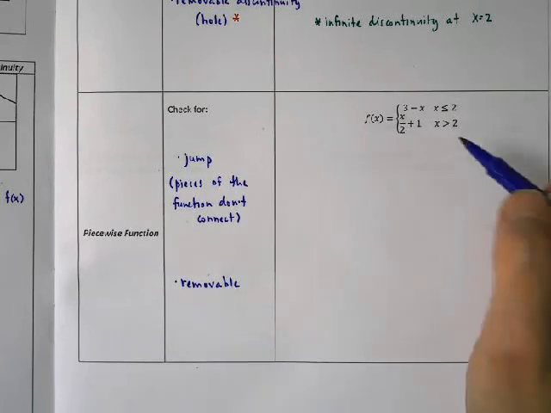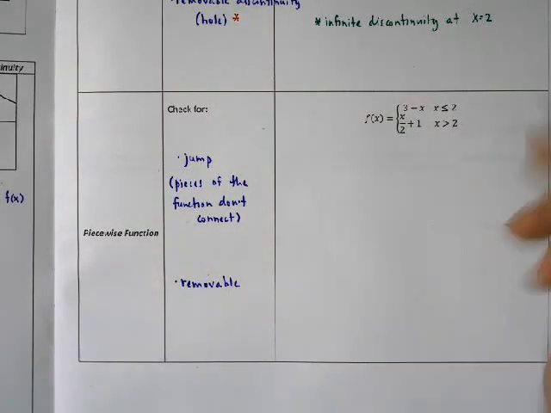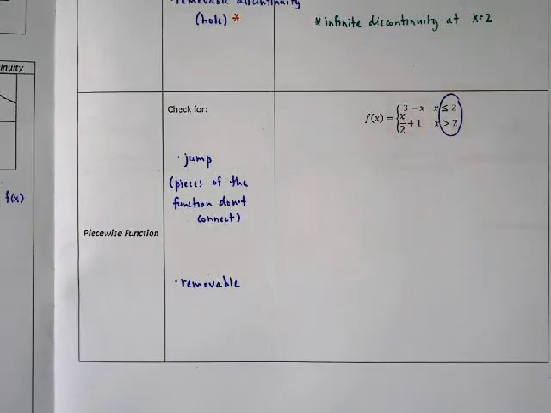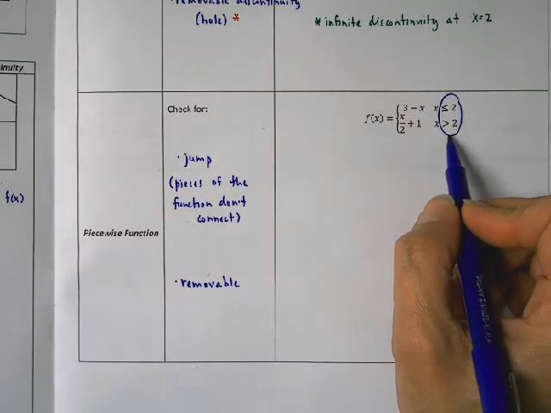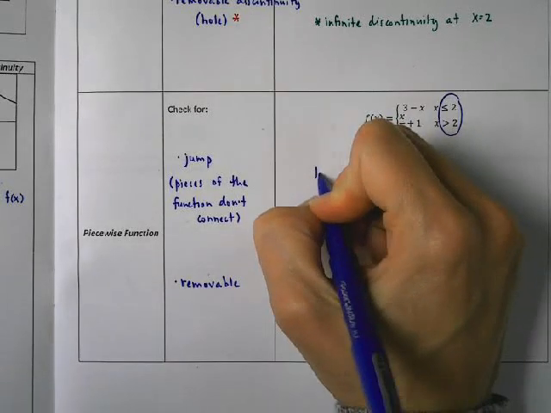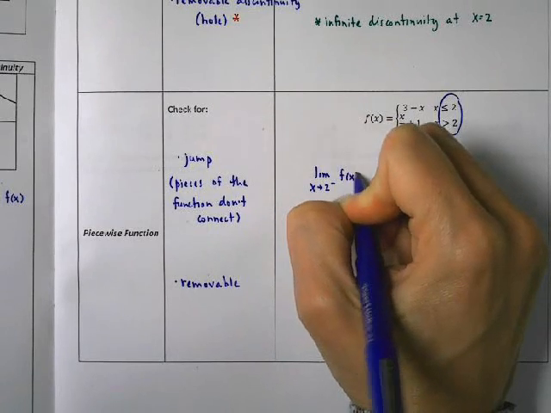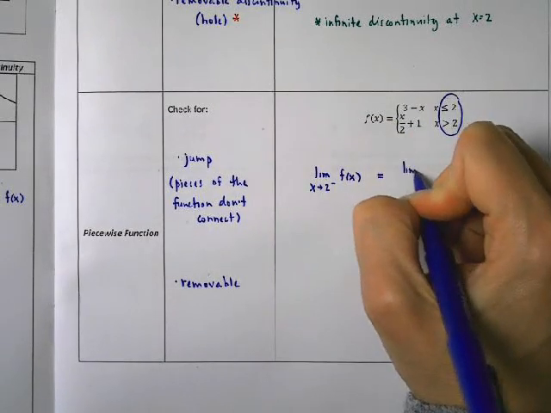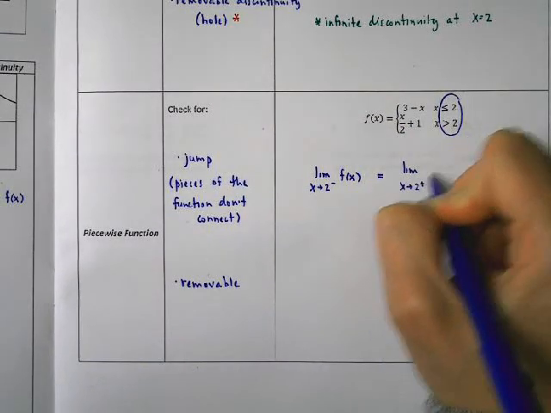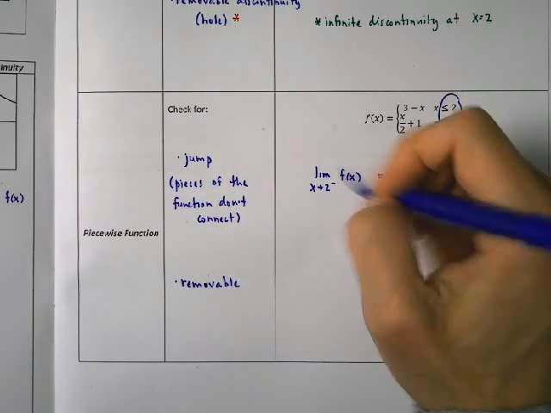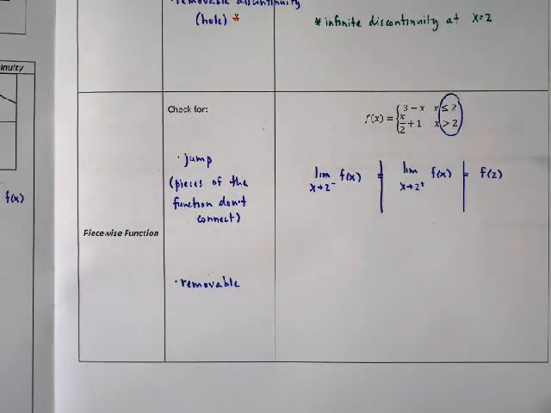So here's how this is going to look. If I'm looking at the function f of x, I know my potential issue is going to occur here at 2 because that's the break point for that function. Now, we said that for it to be continuous here, I need to check that the limit as x approaches 2 from the left is equal to the limit as x approaches 2 from the right, which also has to be equal to f of 2. So I'm setting up an equation that I'm going to test here.